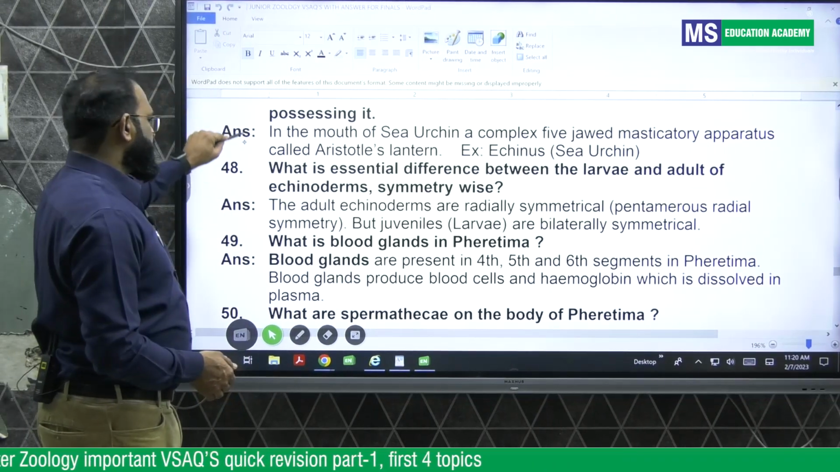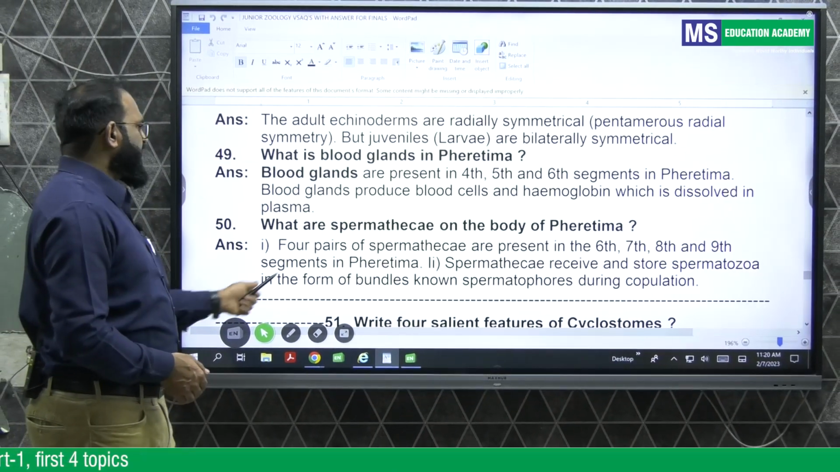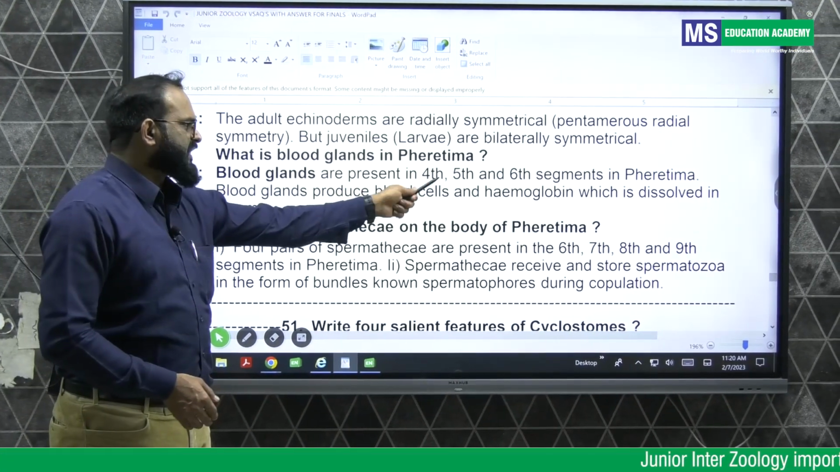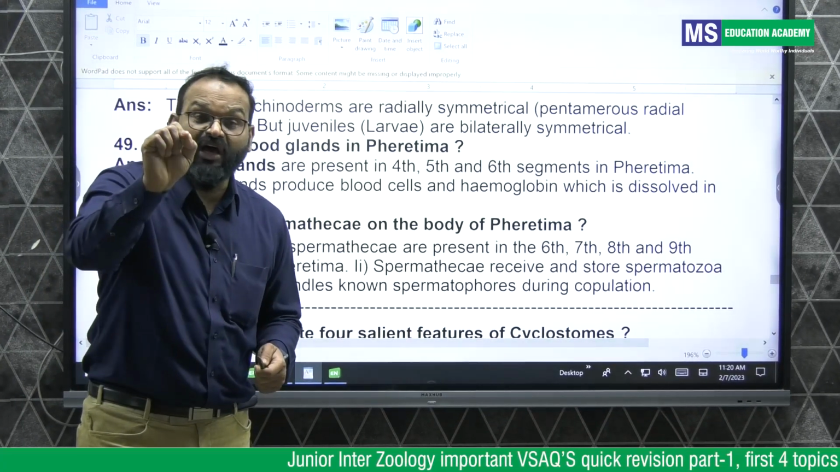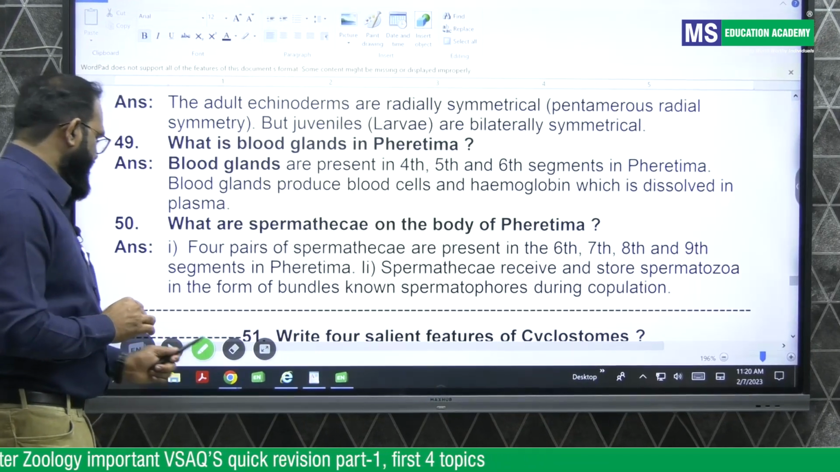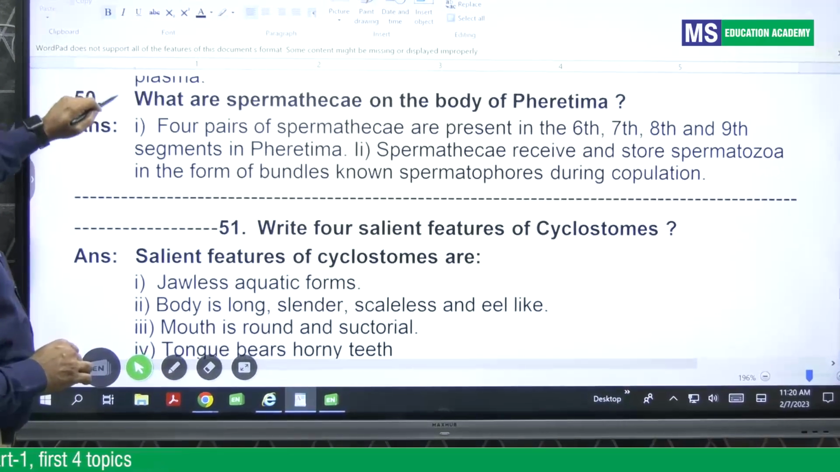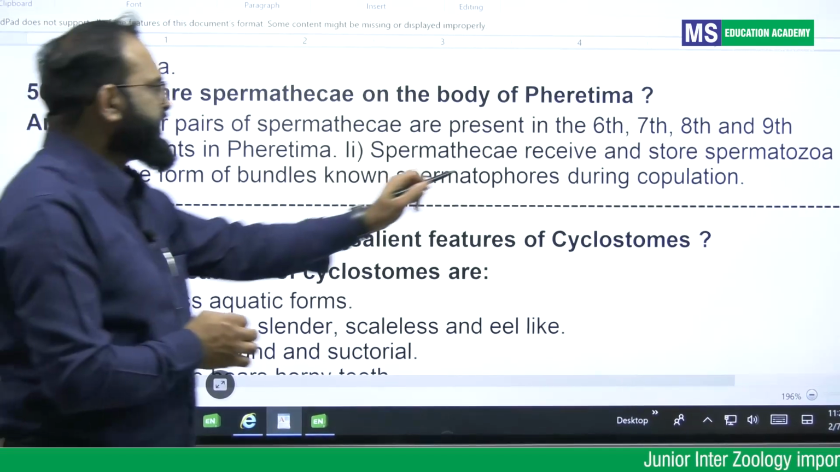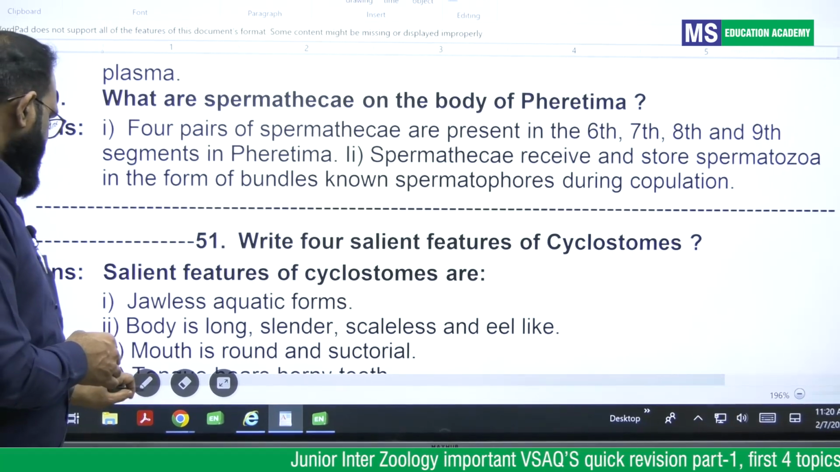So what are blood glands in Pheretima? They are present in 4th, 5th, 6th segments. They produce blood cells and hemoglobin. Hemoglobin in Pheretima is dissolved in plasma. Please note down this statement, students. Spermatheca on the body of Pheretima: they are present in 6th, 7th, 8th, 9th segments. They store spermatozoa.